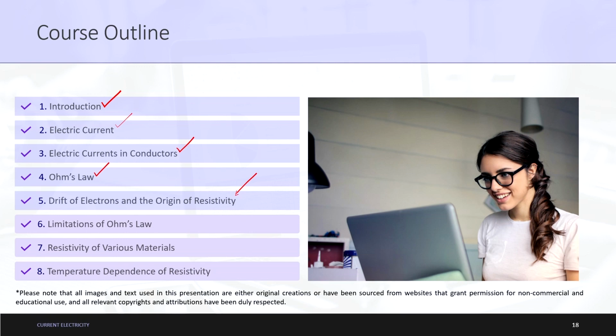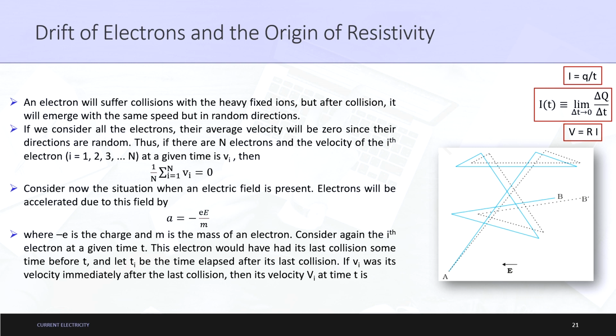So, what is this drift of electrons? Let me explain to you beautifully. Drift of electrons and the origin of resistivity. Please look over here very carefully. An electron will suffer collisions with the heavy fixed ions, but after collision it will emerge with the same speed but in a random direction.